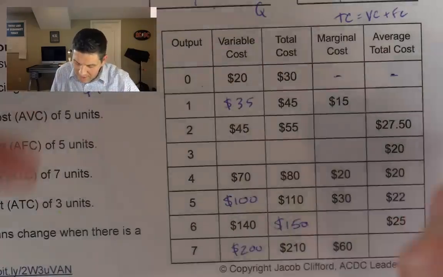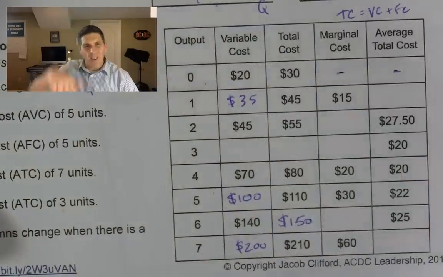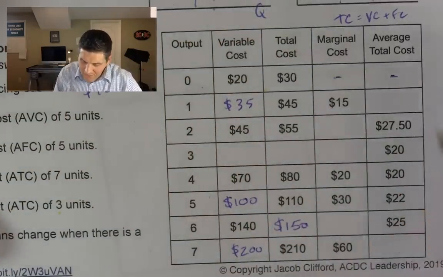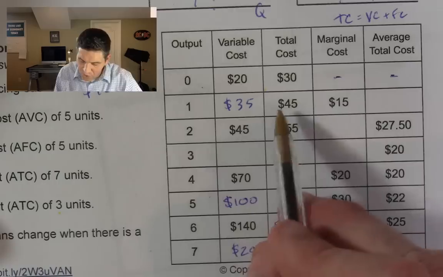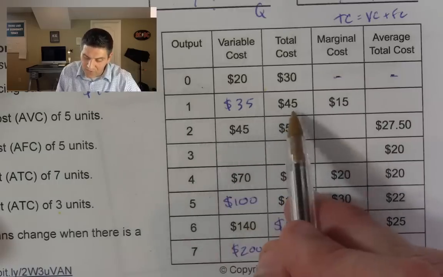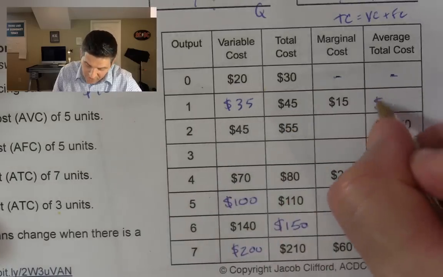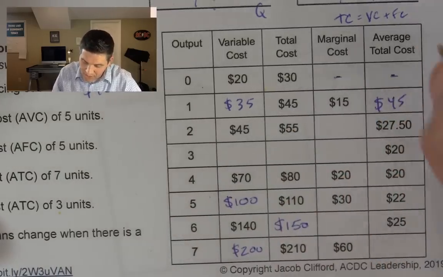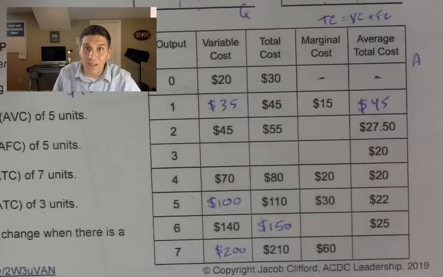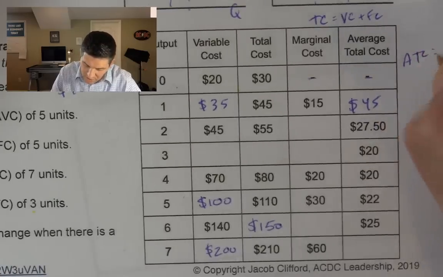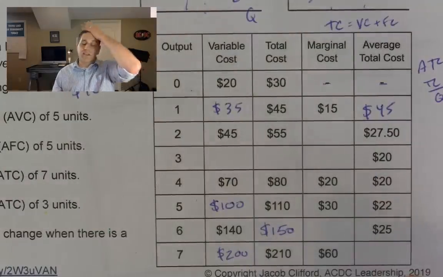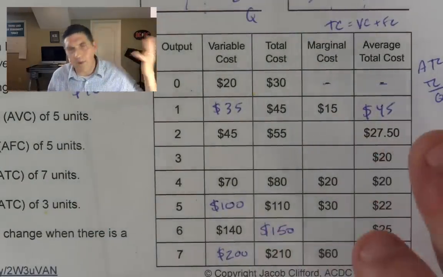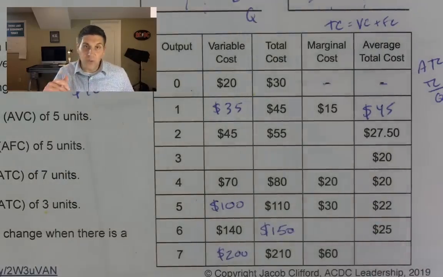So next, average. Do you want me to fill out as we're going down? We can do that. The average total cost, well, if the total cost of one is 45, then on average, each one just costs us 45, right? So the average total cost equals the total cost divided by quantity. And the average fixed cost is the fixed cost divided by quantity. And the average variable cost is the variable cost divided by quantity for each one of those units.